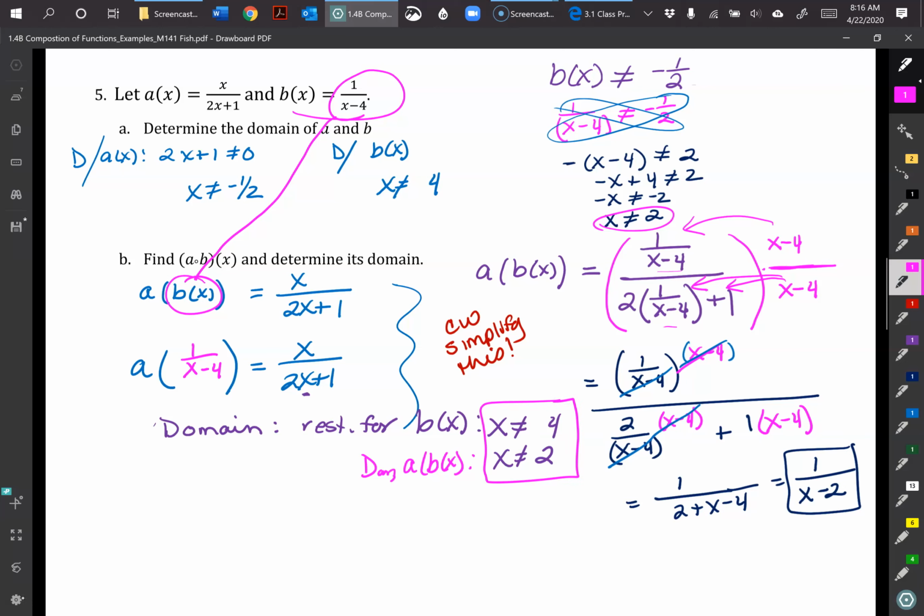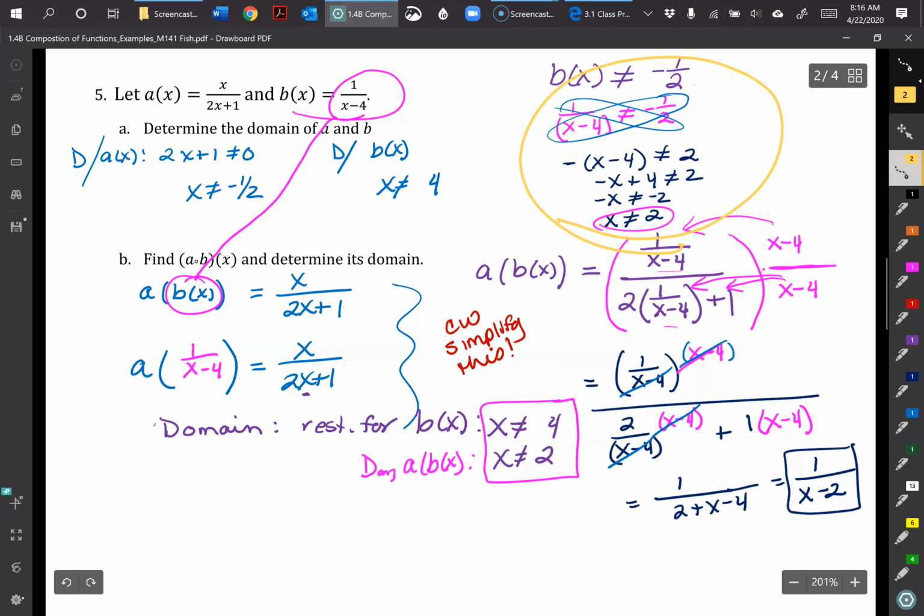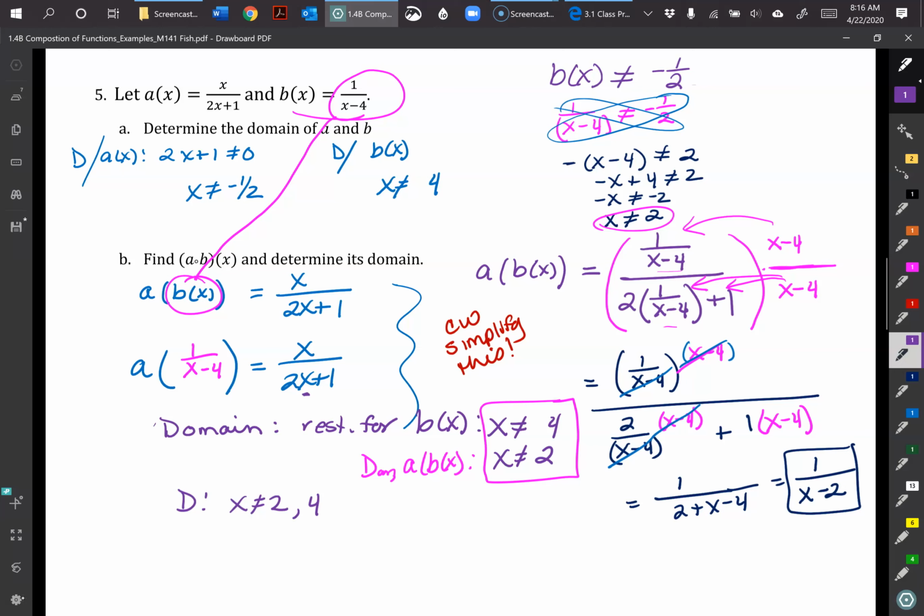So typically you don't have to do all this extra work. You can do that at first to double check, but as long as it works in your composite, it should be fine. And then the way we would write that domain is going to be here. Domain would be x not equal to 2 or 4. Okay? And 4 should be. So just separate that by commas, not nor. It's just, it can't be either one.